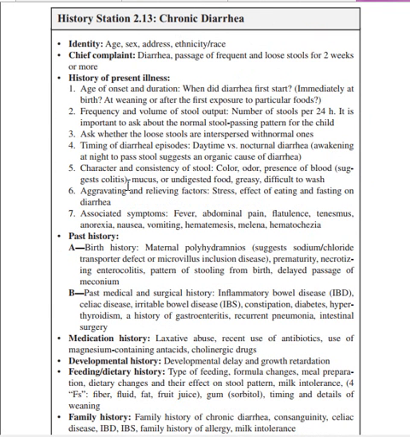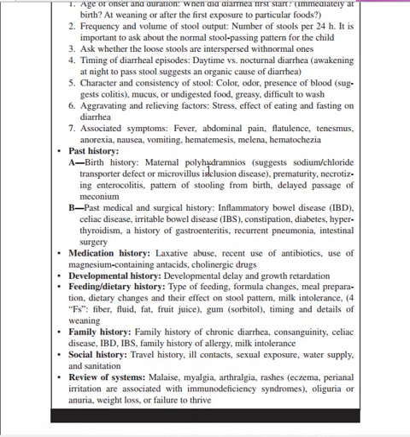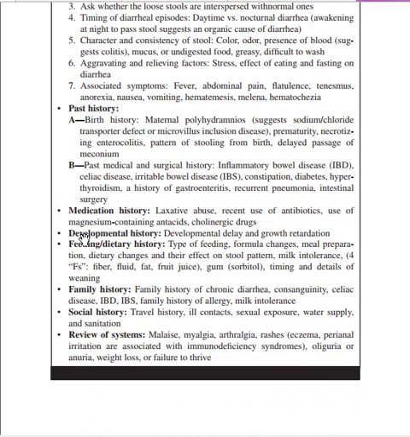Now, history taking in chronic diarrhea. You have identification and chief complaint, that is, diarrhea for greater than 2 weeks. You have the age of onset, the frequency and volume of stool output. You ask whether the loose stools are interspersed with normal ones. You have the timing of diarrheal episodes, the character and consistency of the stools, aggravating and relieving factors, and associated symptoms.